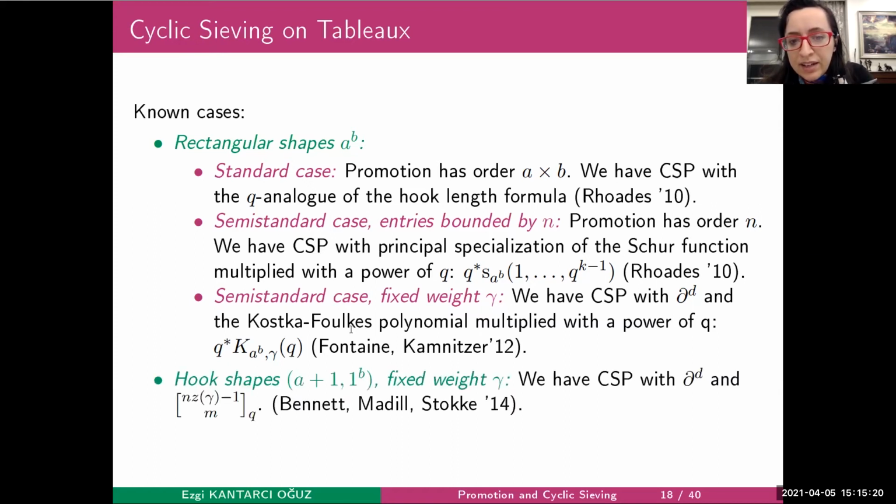And the second case was more recent, and it was the hook shape. So these are the cases where promotion seems to be working nicely. And in this project with Per Alexandersson and Svante Linusson, the idea was, let's look at other shapes where at least the numbers seem to be working out computationally, and let's see what we can get. So it was more like an exploration.